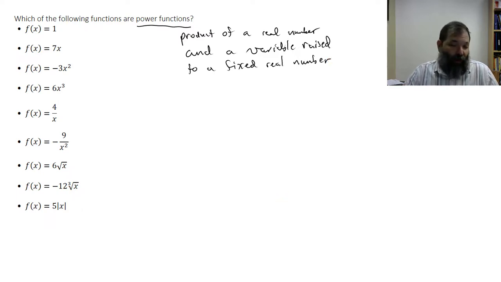And we're going to have to manipulate some of these to make sure we can see if they are power functions or not. The first one, we have the function 1, right? The function is equal to 1. It's a constant function. But I could write this as 1x to the 0 power, because recall that any non-zero number to the 0 power is 1. And so I've written this in a form where it is now a power function, 1x to the 0. So this is a power function.